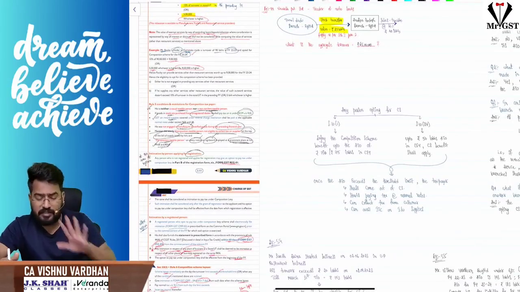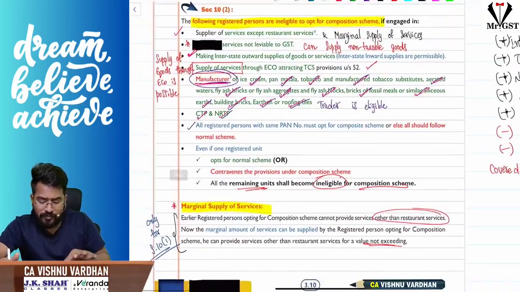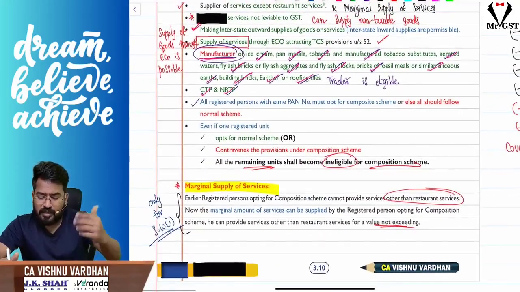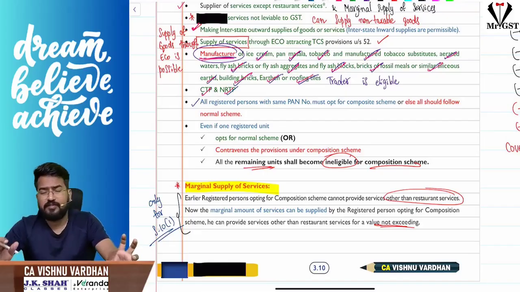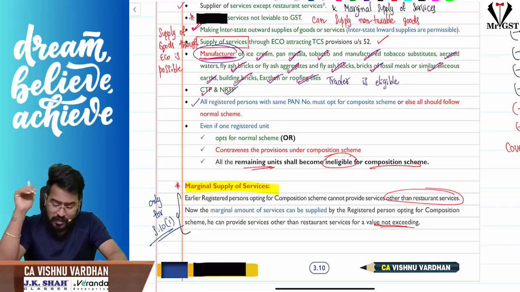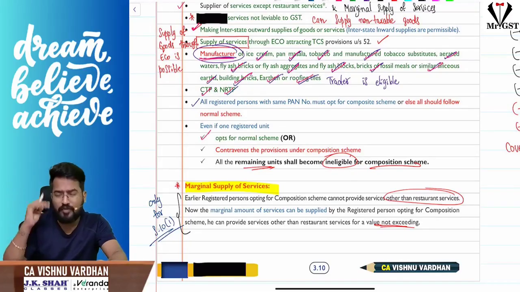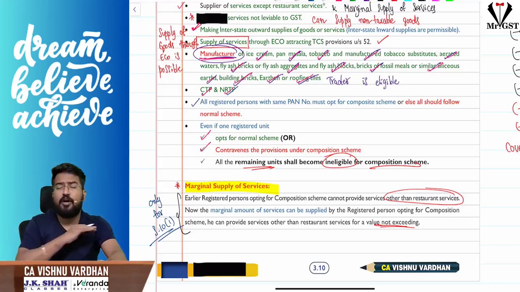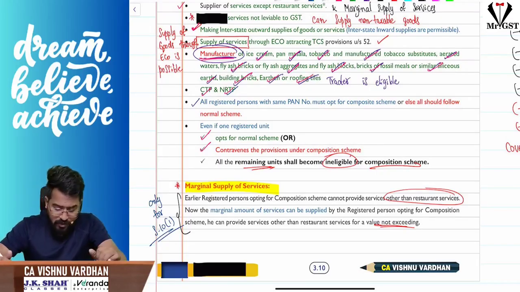Let us focus in this video only on the conceptual clarity. As I told you, sir, all registered persons with the same PAN number must opt for composition scheme, or all should follow the normal scheme. It is not like one is going composition, one is going for normal scheme. And one more important thing is, if one branch doesn't want to opt for composition scheme or wants to go for normal scheme, or one branch contravenes the provisions under composition scheme, then all the remaining branches will become ineligible for composition scheme. That is what I have told you.